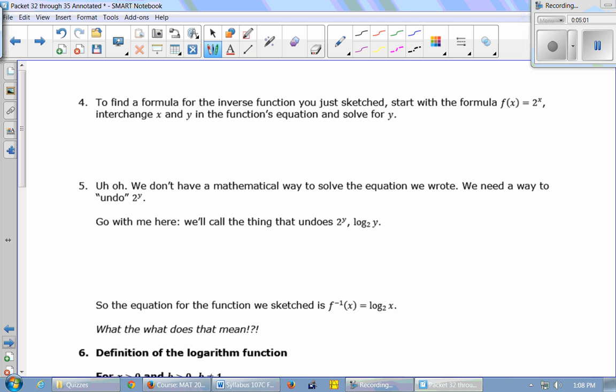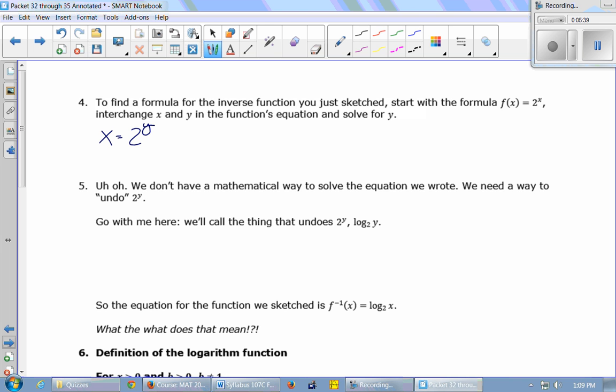If I want to find a formula for the inverse function, right, you start with the formula f of x equals 2 to the x, interchange the x and the y, so I would have x equals 2 to the y, and then solve for y, right? But how do you undo 2 to something? How would you undo 2 to the y? How do you get y by itself there? Square rooting won't work because that... Yeah, that's what we're learning today. We don't have a tool for it.